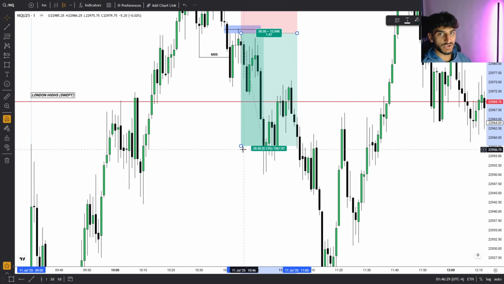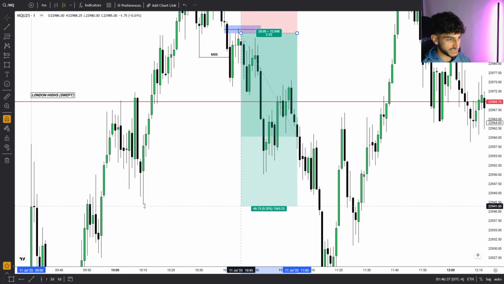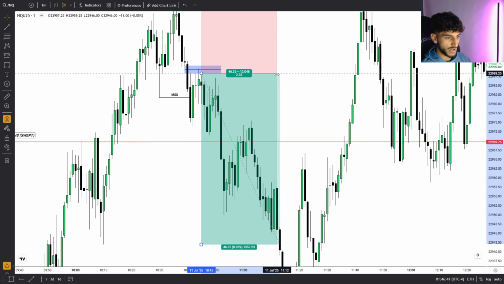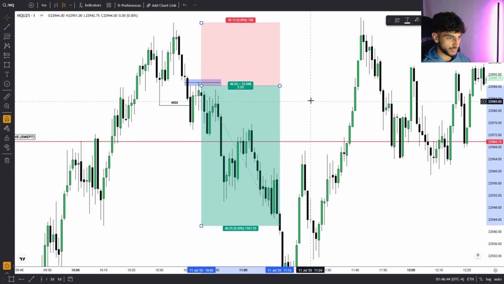Now for our target, we're going to be targeting the nearest swing low or the nearest sell side liquidity, because again, we're always going to be targeting opposing liquidity. In this case, it's going to be this swing low right here. We'll draw that out in time and price hits ever so perfectly.